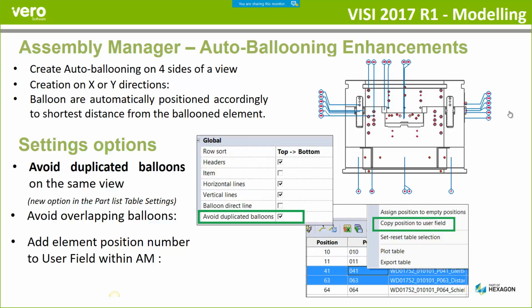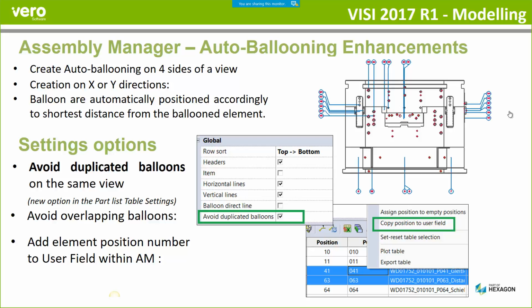functionality. So we've got the ability now to create auto balloons on 4 sides of a view. You can still pick whether you want them in just X or Y directions. But now the ballooning is a lot better positioned, and you can also specify whether they're positioned using the shortest distance for the ballooning. So you get a few more options within the settings.